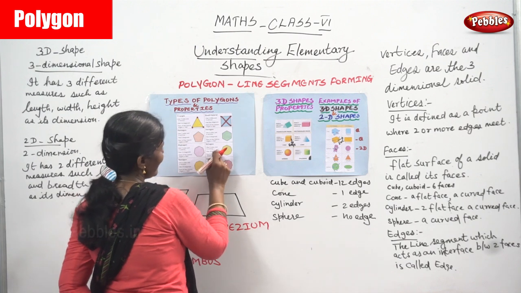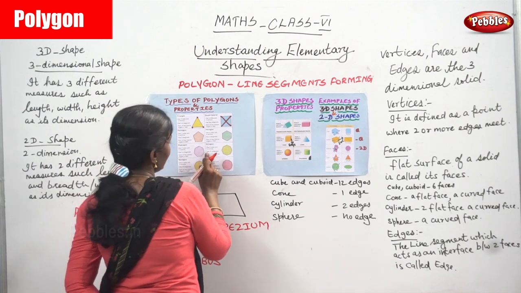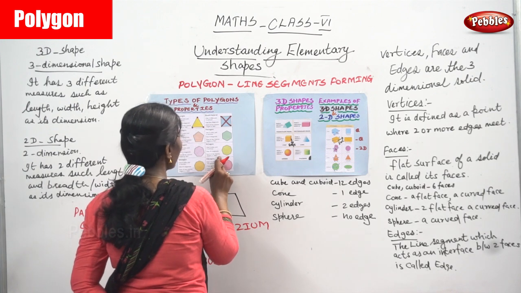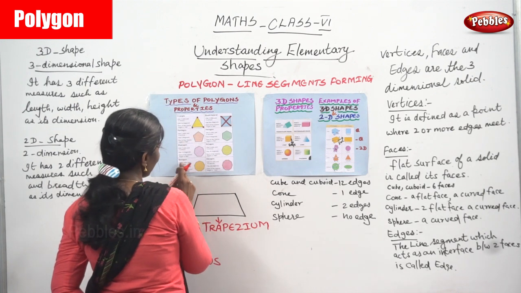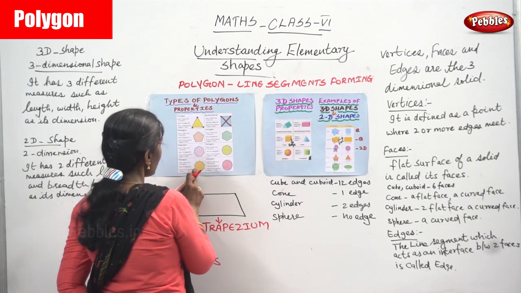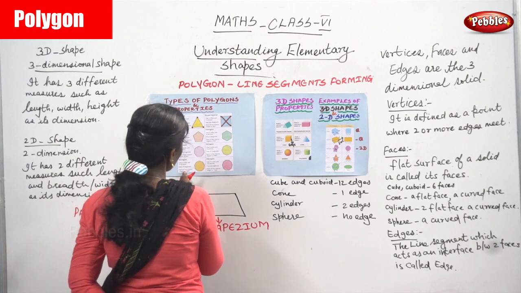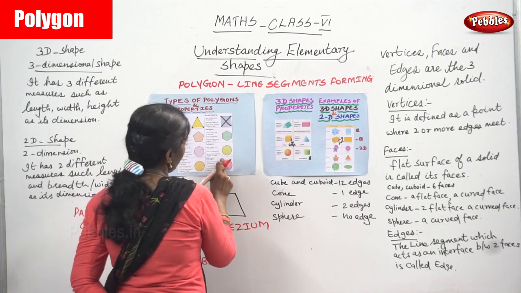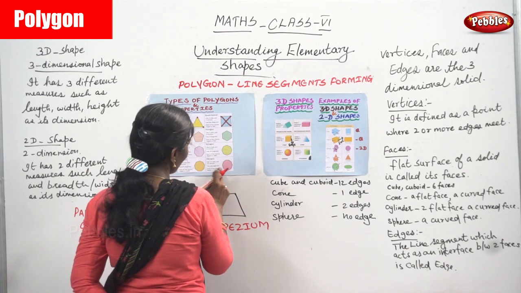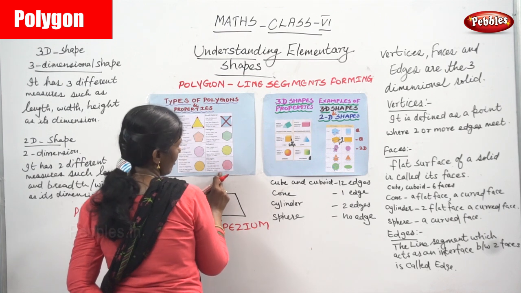Octagon, it has 8 sides and 8 vertices, and it has 20 diagonals, and the sum of the interior angles is 1080 degrees. And nonagon, it has 9 sides and 9 vertices, and it has 27 diagonals, and the sum of the interior angles is 1260 degrees. And decagon, it has 10 sides and 10 vertices, and it has 35 diagonals. Sum of the interior angles is 1440 degrees.